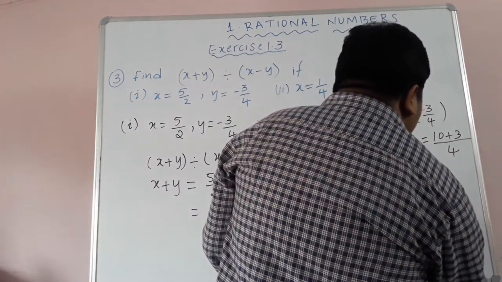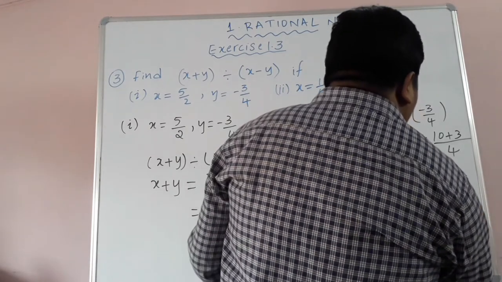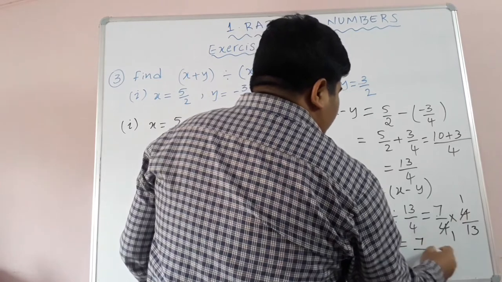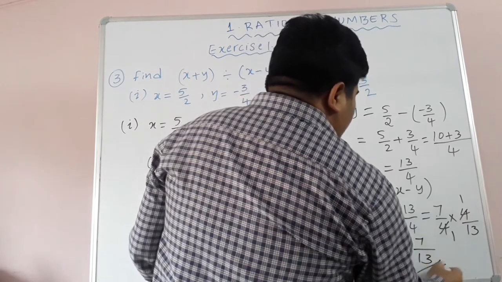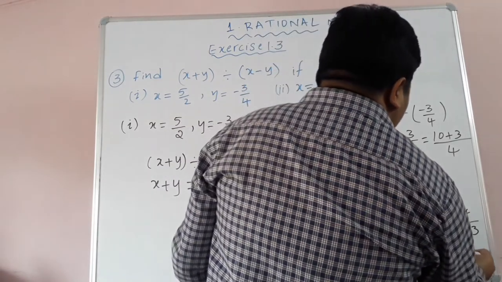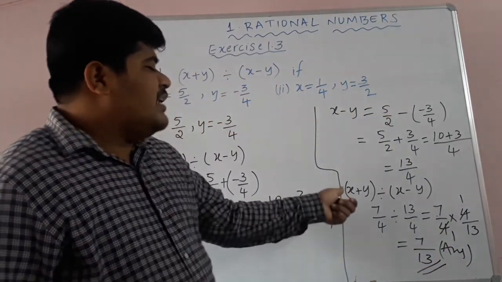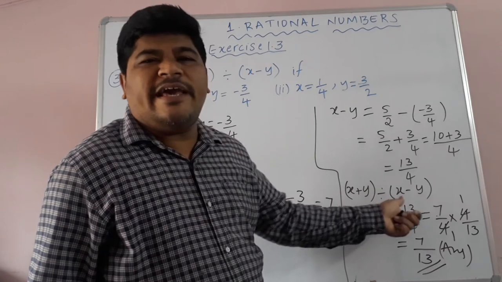So children, the numerator and denominator 4 and 4 cancel. What is left? 7 ones are 7 and 13 ones are 13. So 7 by 13 is the answer. This is the value of x plus y divided by x minus y.